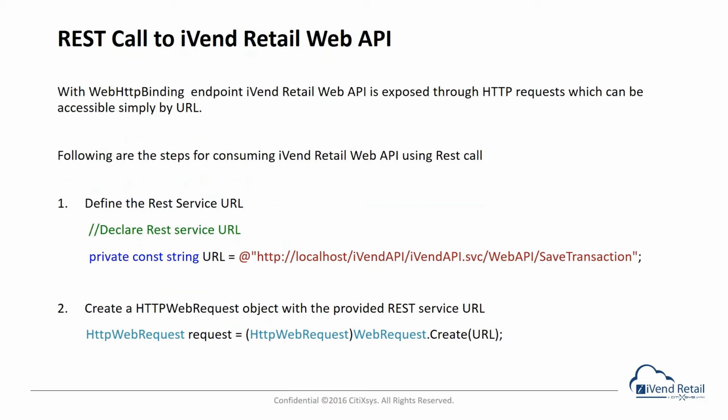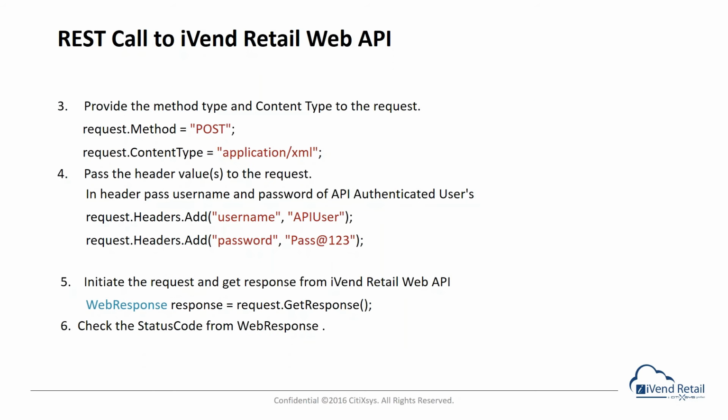Second, we'll have to provide the HTTP web request object with the URL. So here I have declared the HTTP web request object and provided the URL to my save transaction method. Next, very important thing, web APIs of iVend are authenticated with API users.